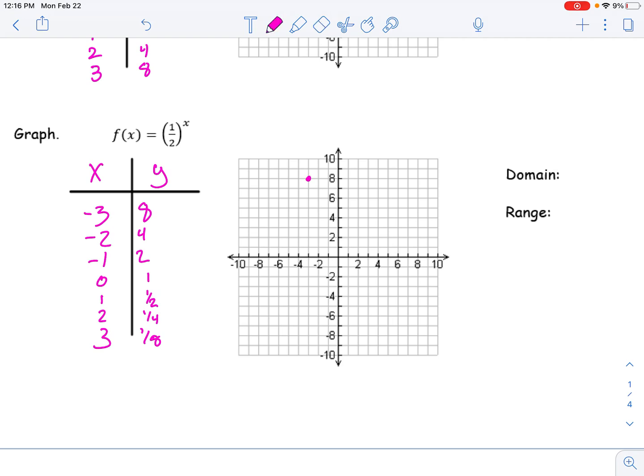At -2, it's at 4. You can graph this with me now. -1, we're at 2, 0, 1, 1/2, 1/4, 1/8, and 1/16, and so on. You could keep going. But my graph actually looks the opposite way that I had it drawn out before.